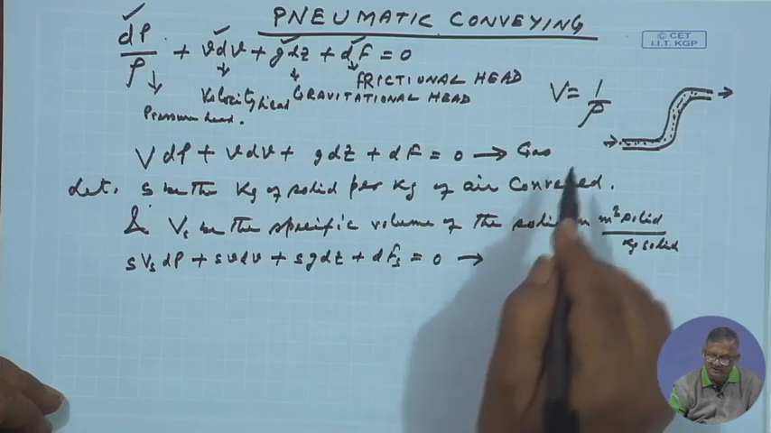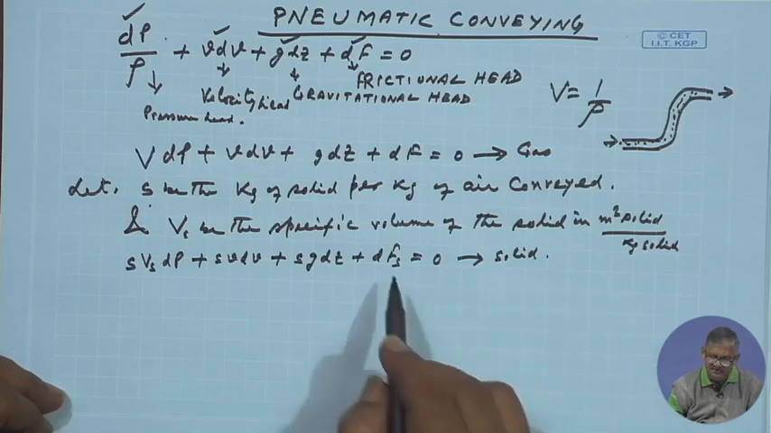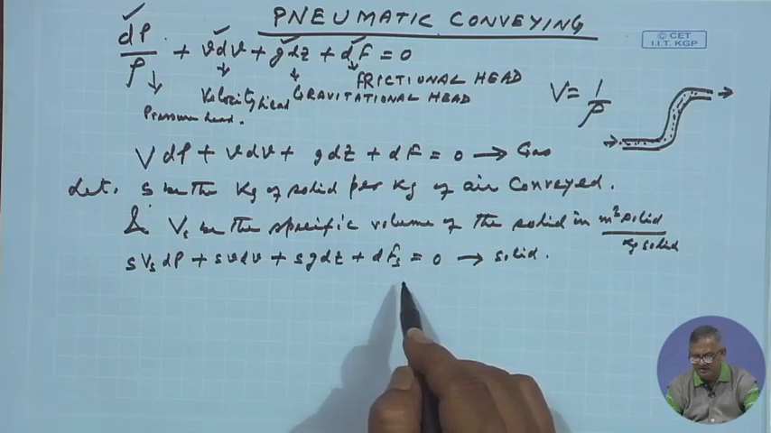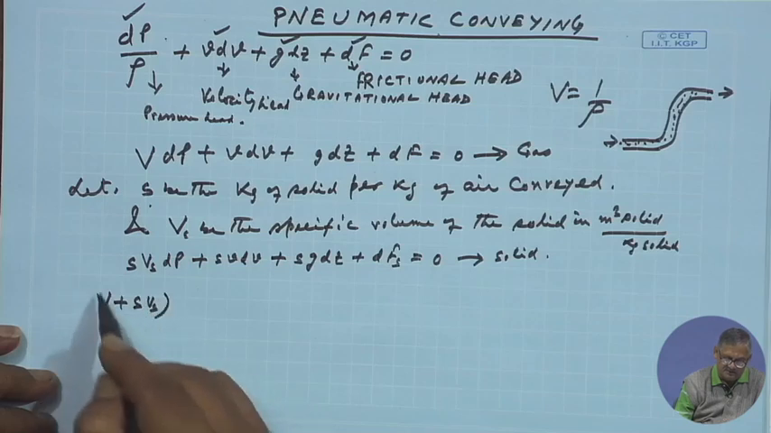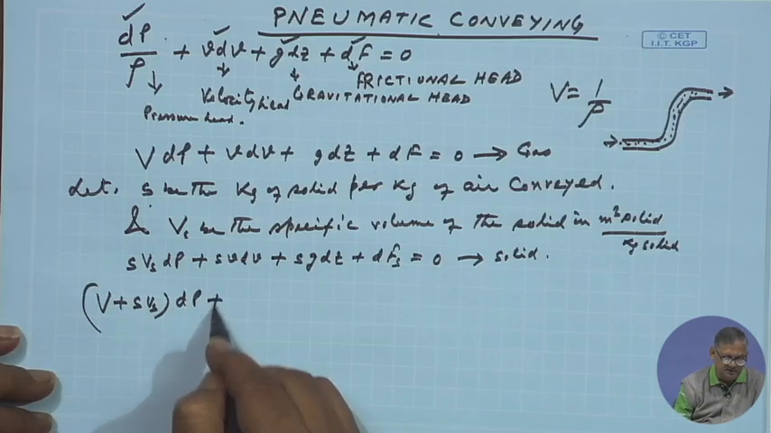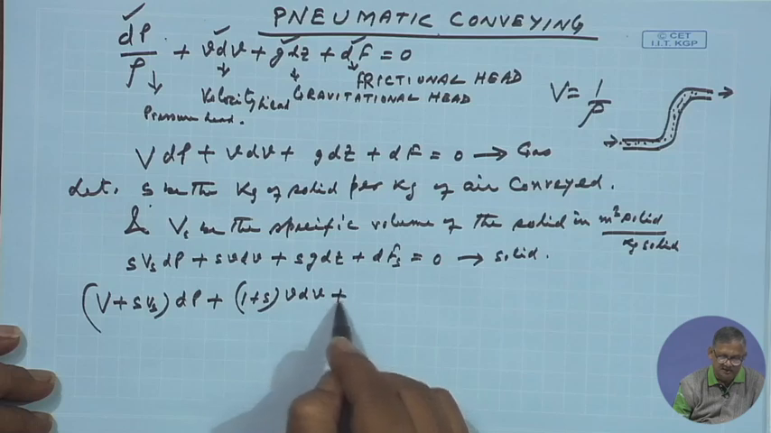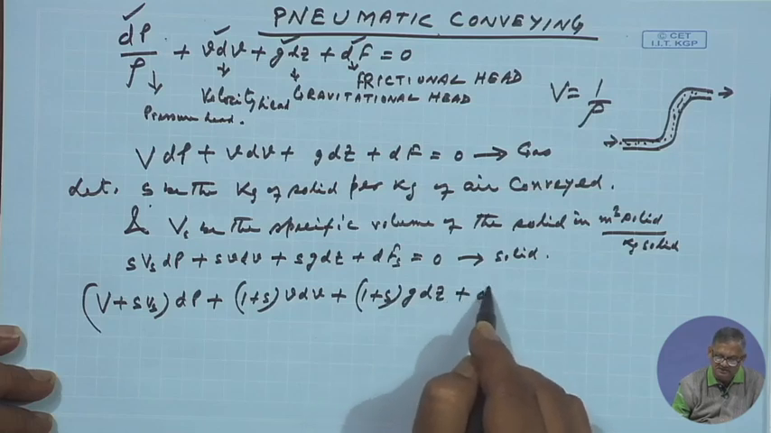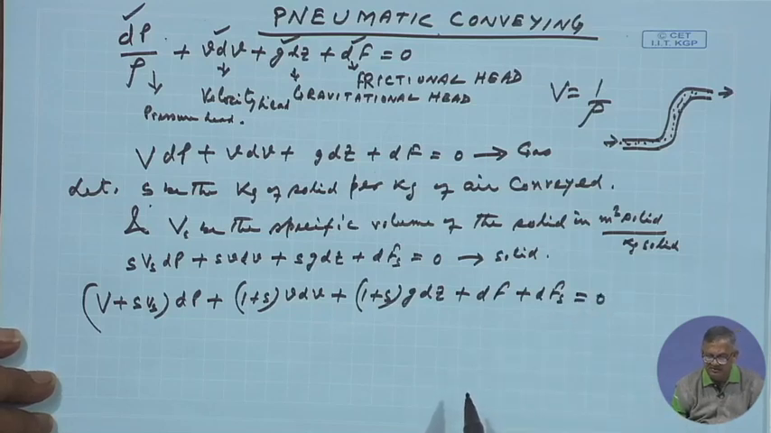So, if it is for the gas, this is for the solid, right. So, dFs includes all frictional energy and any other energy losses to the solid. So, if we assume that, then by adding these two, we can write V plus S Vs into dP, right, plus 1 plus S into VdV, right, plus 1 plus S into GdZ plus dF plus dFs, this is equal to 0, right.